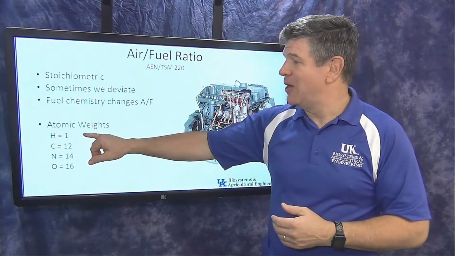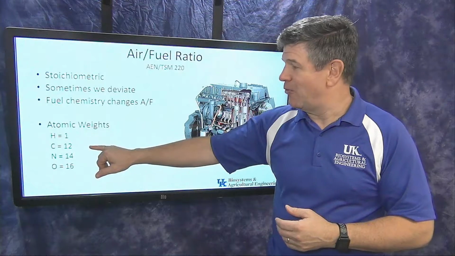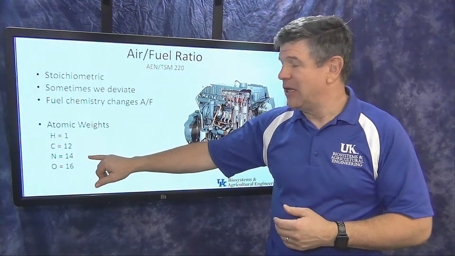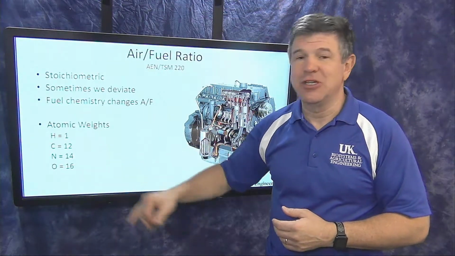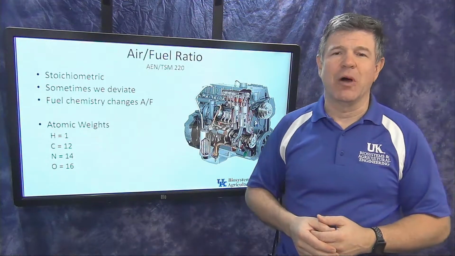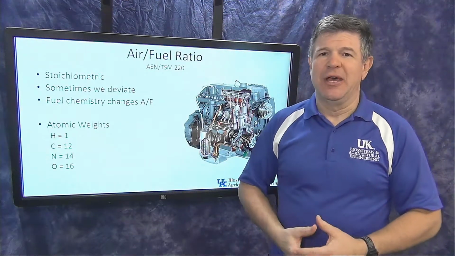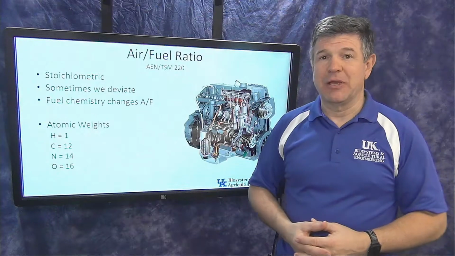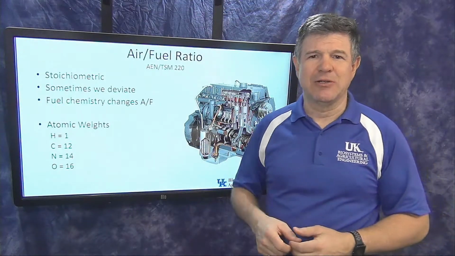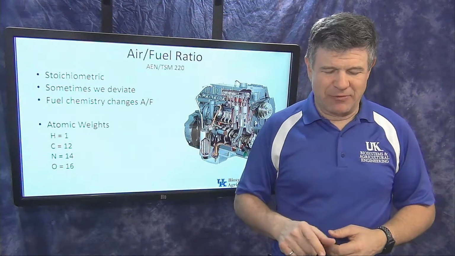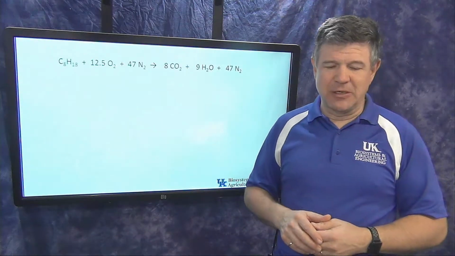So hydrogen, we know, has an atomic weight of 1. Carbon has 12. Nitrogen is 14. And oxygen is 16. And that's really the only 4 elements that we're dealing with in an engine. So those are the ones that we got to have. So keep those in your pocket, in your toolbox. This is what we'll have to know as we go through. All right, so let's do an example.